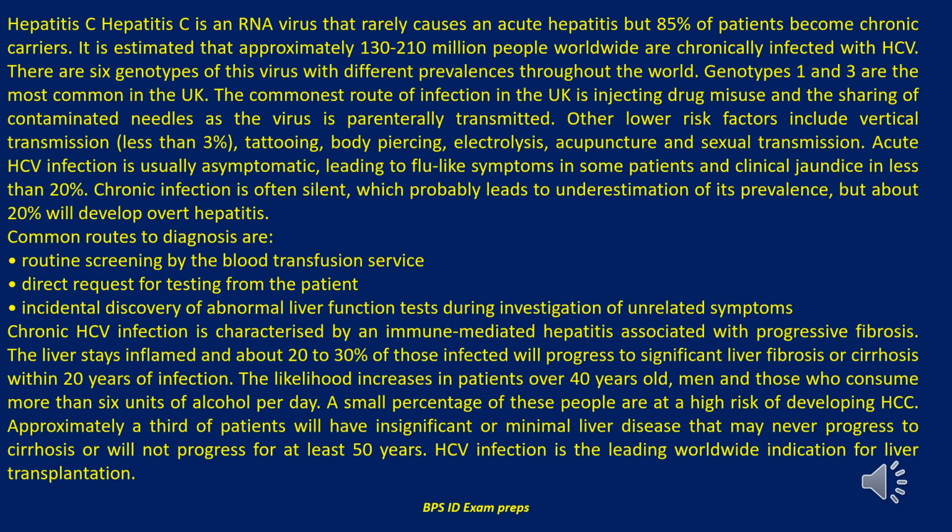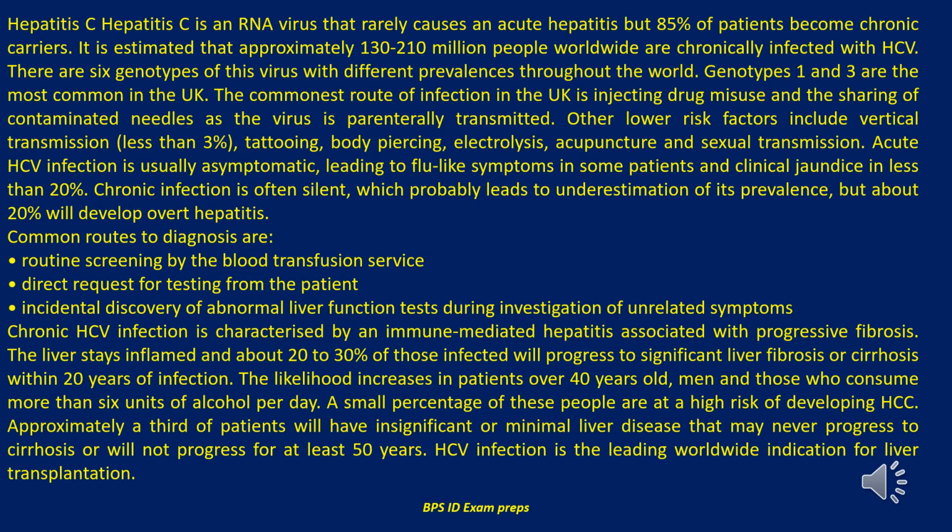Hepatitis C is an RNA virus that rarely causes an acute hepatitis, but 85% of patients become chronic carriers. It is estimated that approximately 130 to 210 million people worldwide are chronically infected with HCV. There are 6 genotypes of this virus with different prevalences throughout the world. Genotypes 1 and 3 are the most common in the UK.